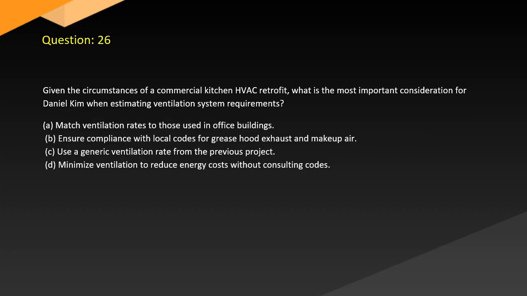Question 26. Given the circumstances of a commercial kitchen HVAC retrofit, what is the most important consideration for Daniel Kim when estimating ventilation system requirements? A. Match ventilation rates to those used in office buildings. B. Ensure compliance with local codes for grease hood exhaust and makeup air. C. Use a generic ventilation rate from the previous project. D. Minimize ventilation to reduce energy costs without consulting codes.